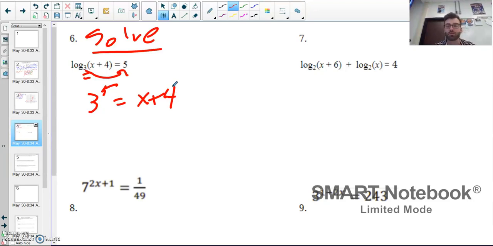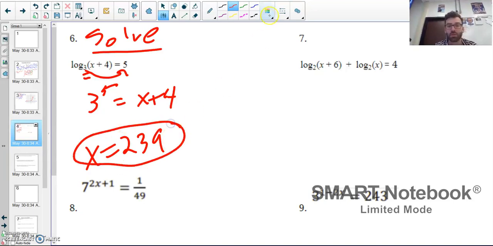3 to the 5th power is 243 equals x plus 4. You should get x to be 239. I'm going to assume you can do that algebra. Okay, so check your work.